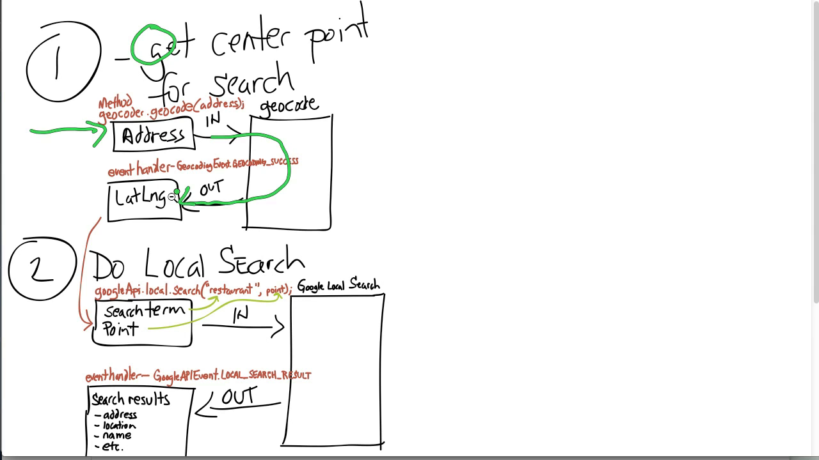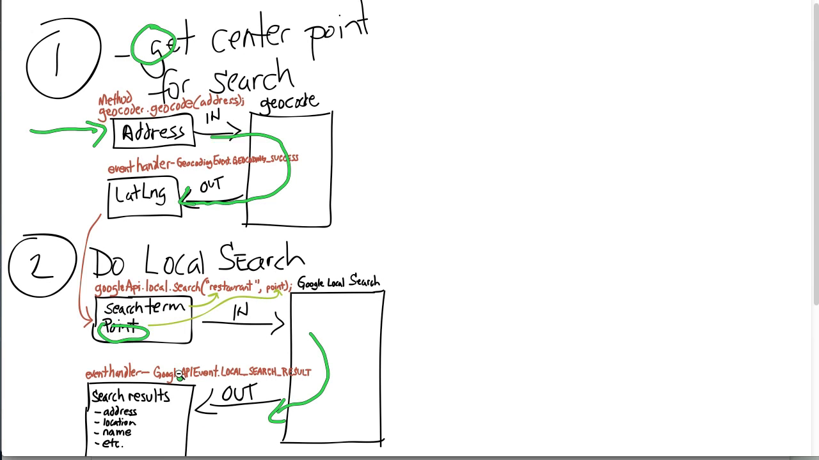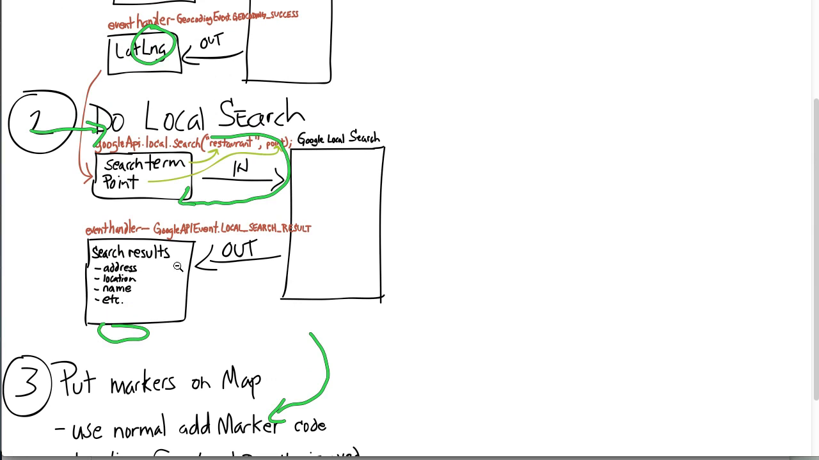It's going to send you back a latitude and longitude. You need that latitude and longitude for the point you're going to use on your local search. So first you're using the Maps geocode function, then you're using the local search. That local search will give you back a list of results, and those results will have the information that you want: the address, the location, the name, and so forth.